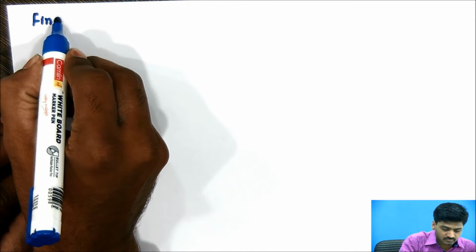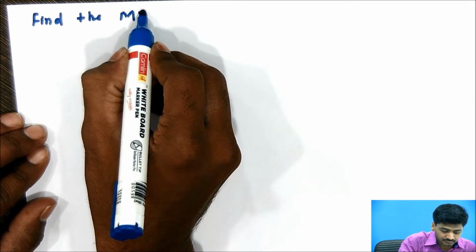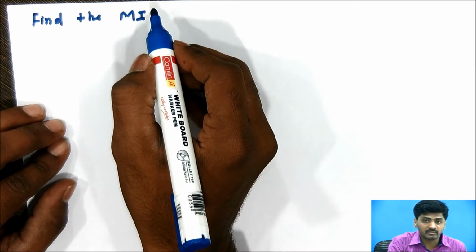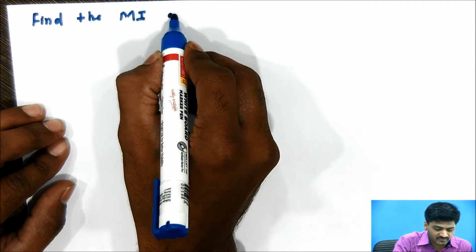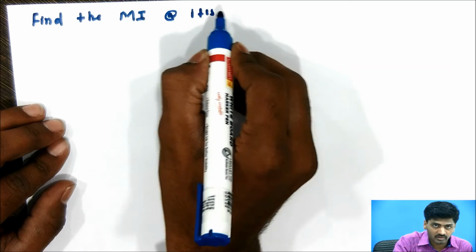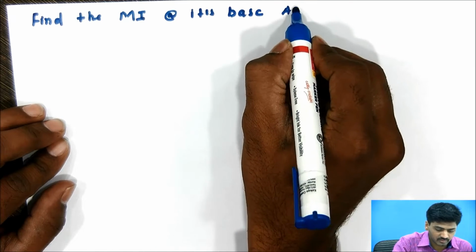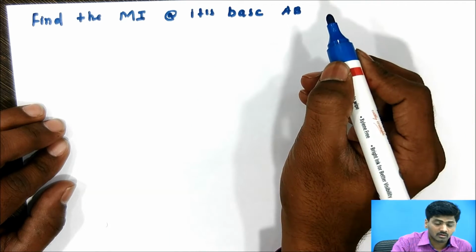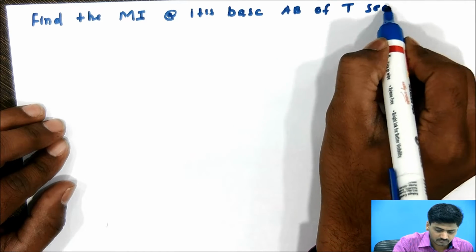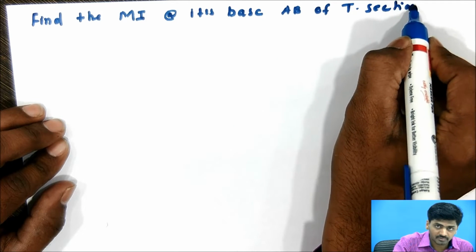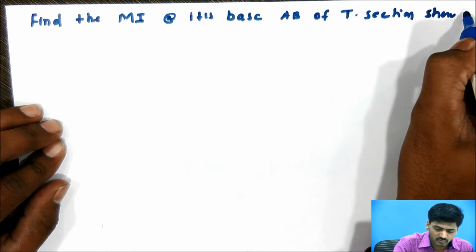Find the moment of inertia about its base. That base is nothing but AB, of the T section shown in a figure.